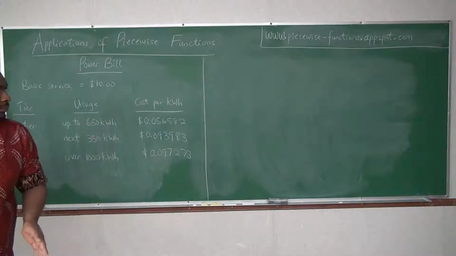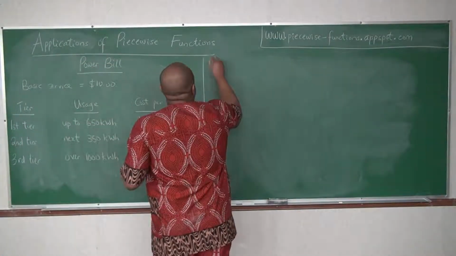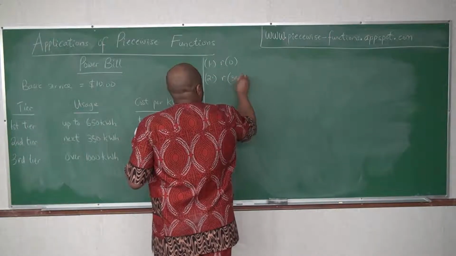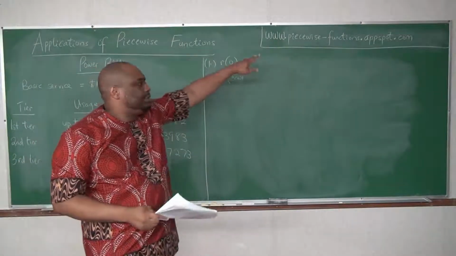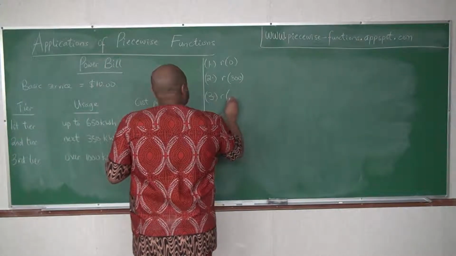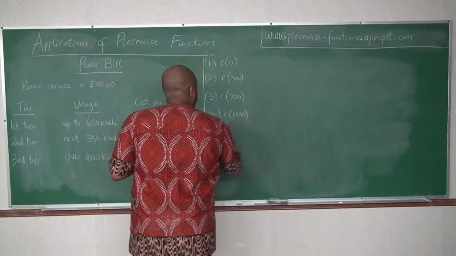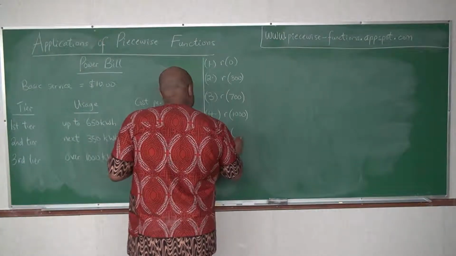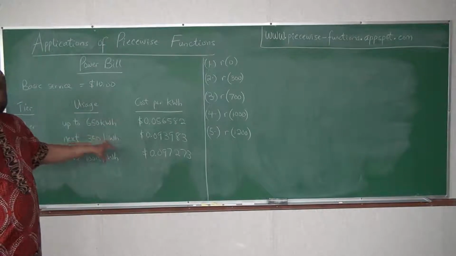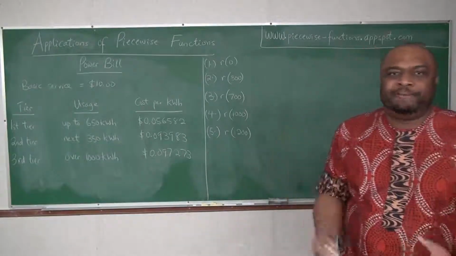Okay, so we're going to test it for R of 0, R of 300, R of 700, R of 1000, R of 1200. I am using the same thing I used on this website, so you can see. Yeah, I want to test it on each piece, for each piece. Okay. All right, so the first thing you want to do is to define your variables.